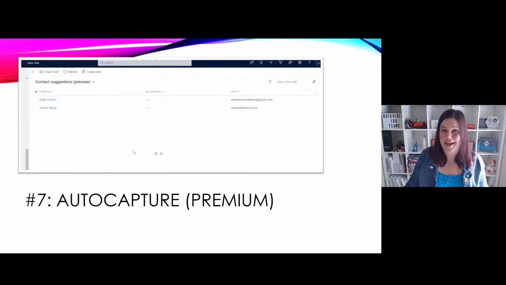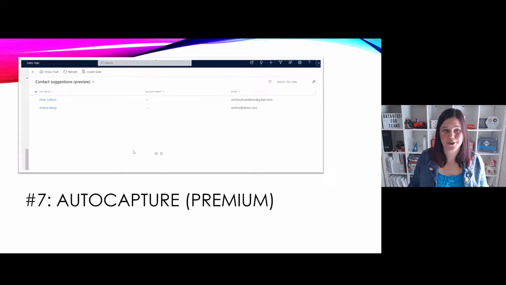At number 7, we have the premium version of AutoCapture. AutoCapture Standard, you may have seen in the timeline, comes up as an activity suggestion saying you need to track this email against this account or contact or opportunity or whatever it is. With premium, you also get AutoCapture for contact suggestions. So here, these are two people who have emailed me who don't exist in Dynamics, and it's suggesting I should create them. So the AutoCapture feature, both premium and standard, is all about minimizing manual data entry.